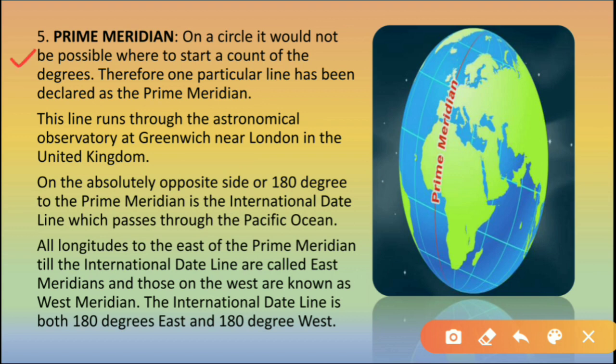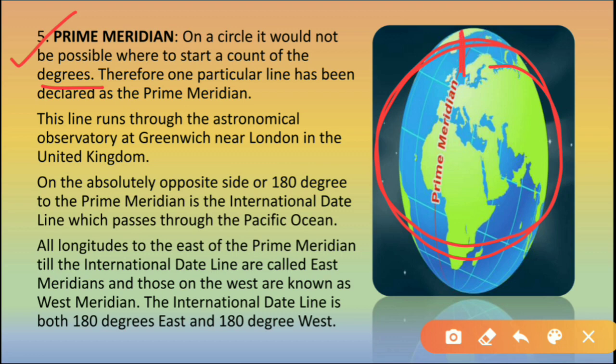Prime meridian. What is the prime meridian? Let us understand this. On a circle, it would not be possible to know where to start a count of the degrees. Students, when you see a circular ball, you do not know from where you should start counting.